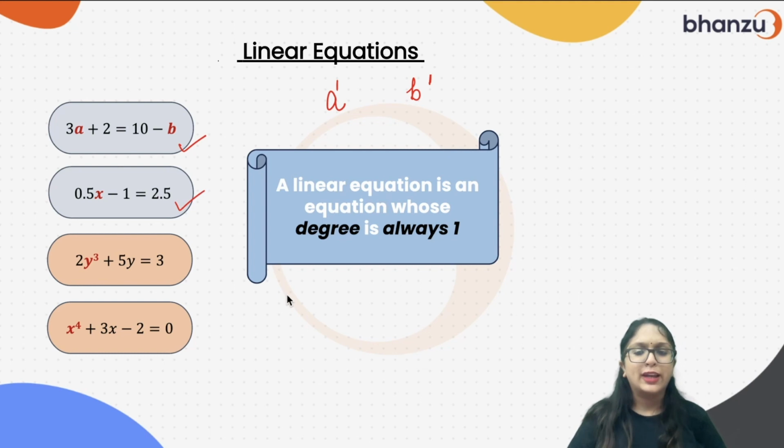What about the third one? 2y to the power 3 plus 5y equals 3. So what is the power of y over here? That is 3. So this is not a linear equation. We can cross it. So the next one is also not a linear equation.